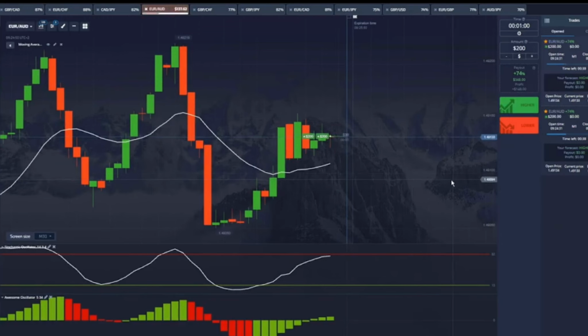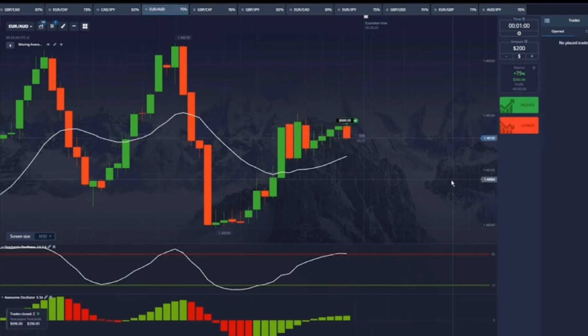When the candles are above the moving average, it indicates the market is in an upward trend, and when the candles are below the moving average, then the market is in a downward trend. All the call option trades closed with absolute profit.